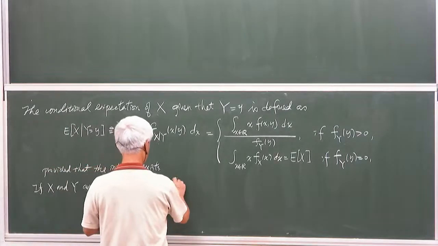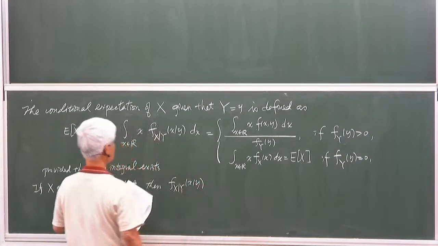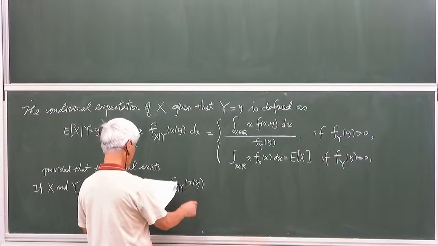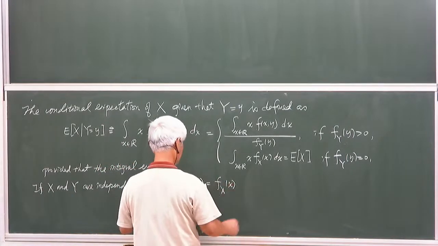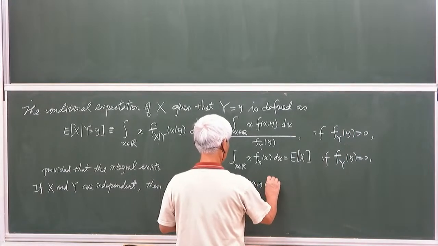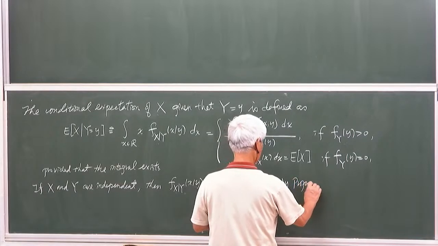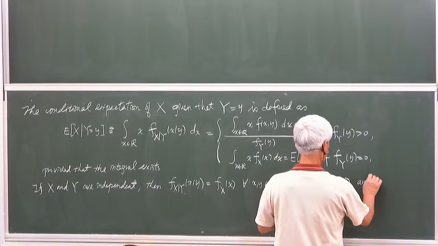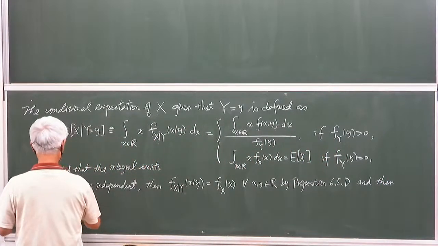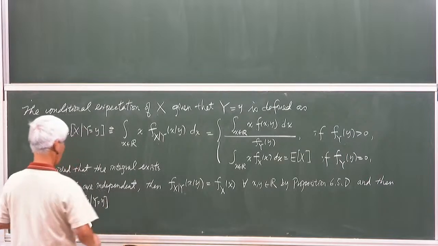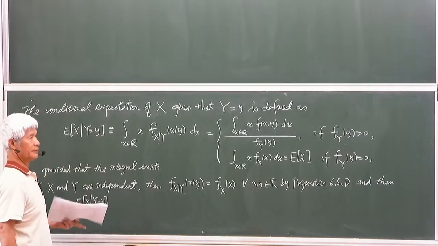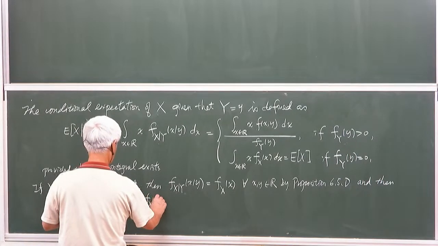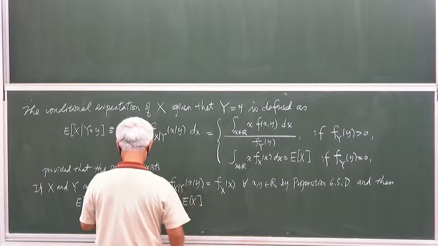If x and y are independent, then we know that the conditional PDF of random variable x given random variable y equal to little y is equal to the unconditional PDF for all x, y in R. This is from proposition 6.5.d. Then the conditional expectation of random variable x given that y equal to little y becomes just the expectation of x.